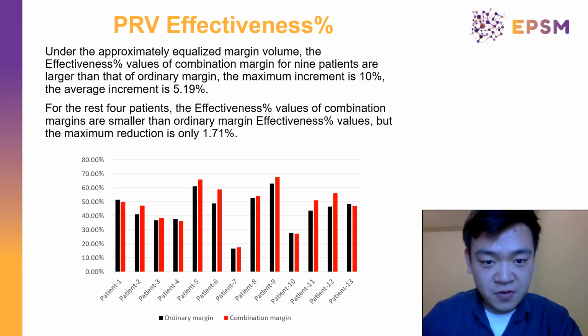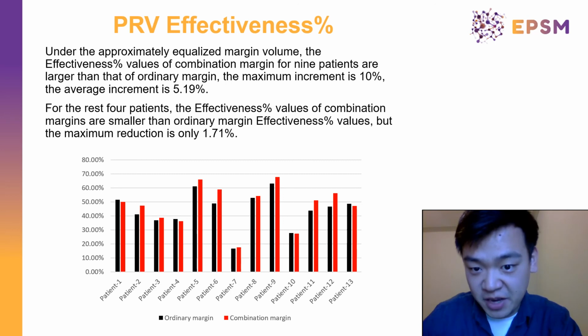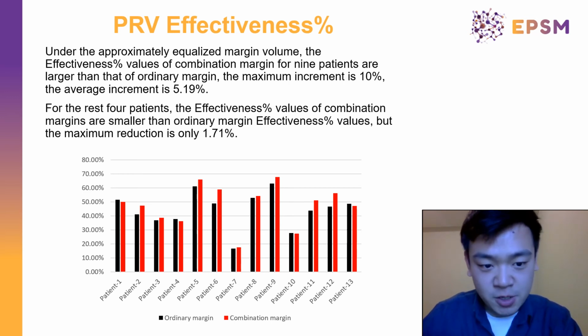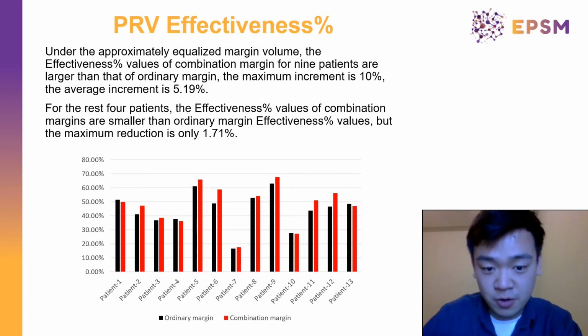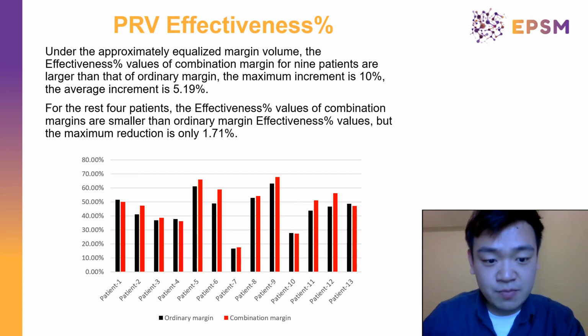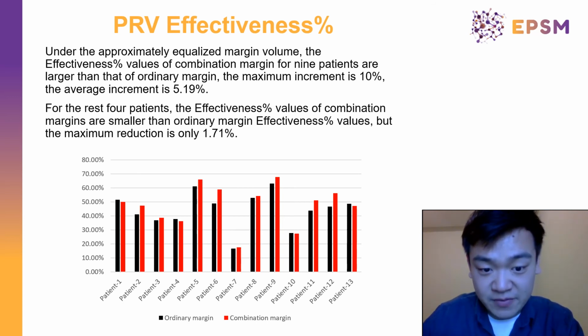On the aspect of effectiveness, the result shows that under the approximately equalized margin volume, the effectiveness values of the combination margin for 9 patients are larger than that of the ordinary margin. The maximum increment is 10%, and the average increment is 5%. For the remaining 4 patients, the effectiveness values of the combination margins are smaller than that of the ordinary margins, but the maximum reduction is only 1.71%.